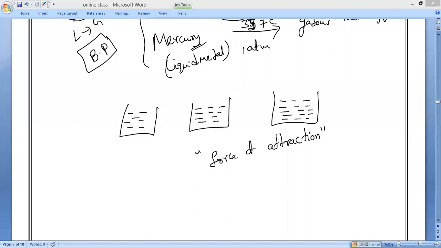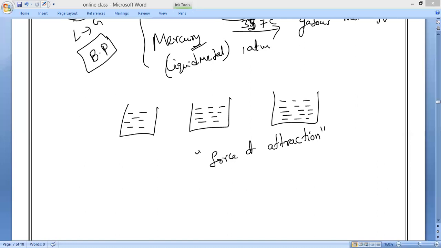Next example. Boiling point of water is how much, guys? Boiling point of water is 100 degrees Celsius. Boiling point of alcohol is 78 degrees Celsius. Boiling point of mercury is what? 357 degrees Celsius. Okay, that is what you have to write. Is it okay? Yes, sir.